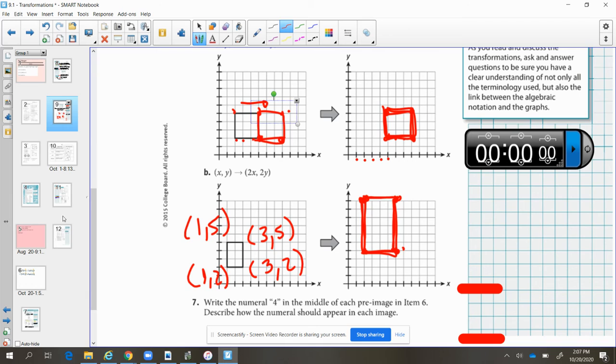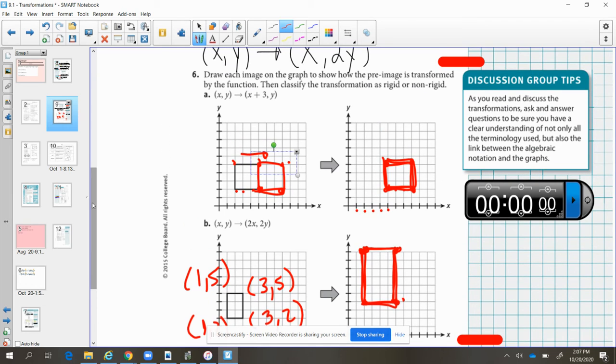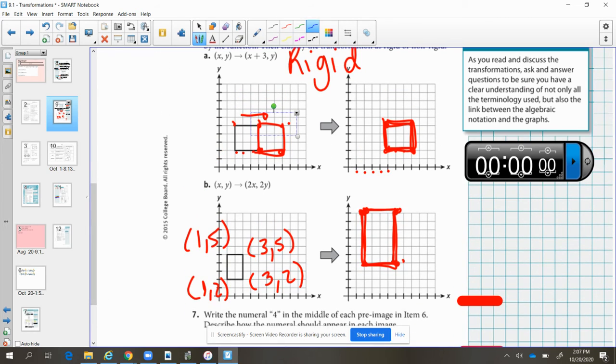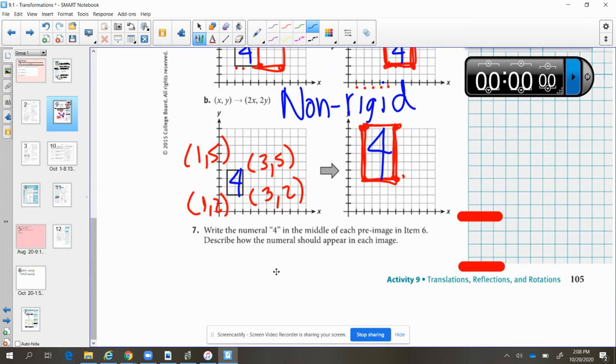So looking at these two, our first transformation would be considered rigid, because imagine if we drew the number 4 in this, like they're asking us to in number 7, the 4 would stay the same size as it was in the original as it is in the transformation because it was rigid. Letter B is again non-rigid because we changed the size. The 4 that we wrote in letter B would get much bigger in the image in letter B. Okay, so that's what they're getting at here.